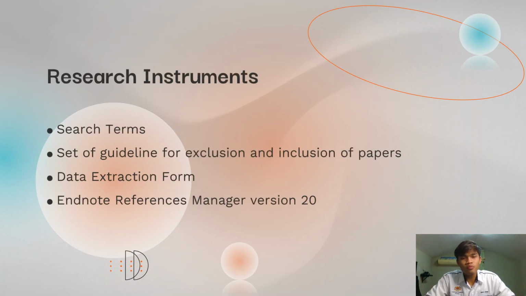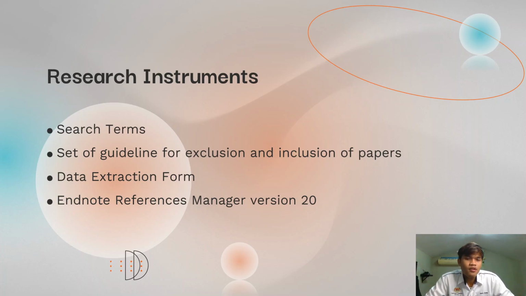So, research instrument. The researcher used search terms. From Table 1, we have the main keyword and alternative terms. That is the search terms. Then a set of guidelines for exclusion and inclusion of papers, which we have also gone through before. And a data extraction form. I will show you the data extraction form later.